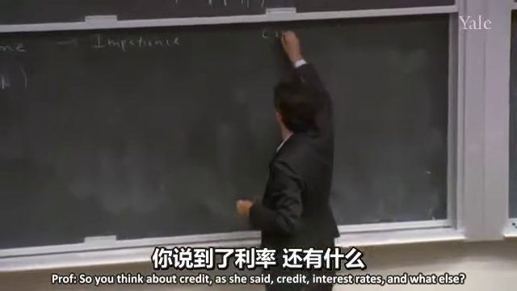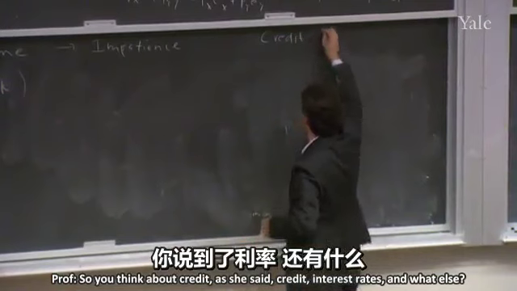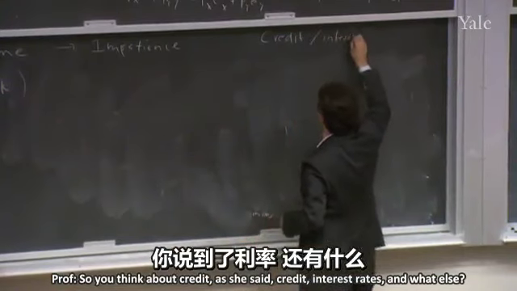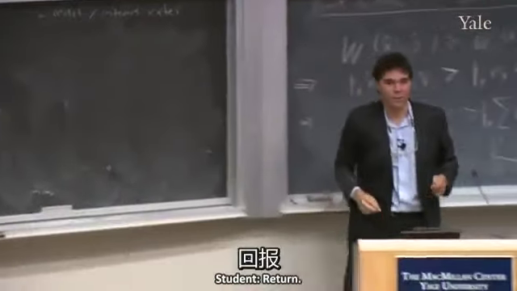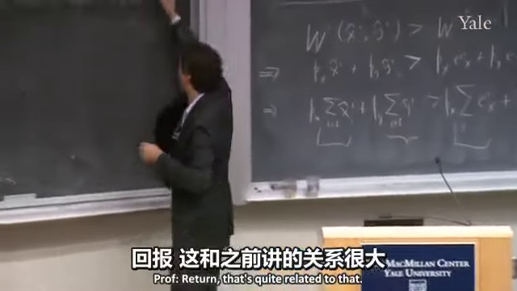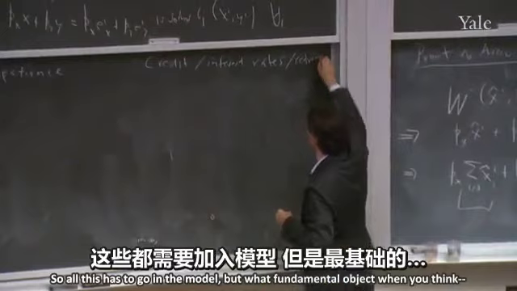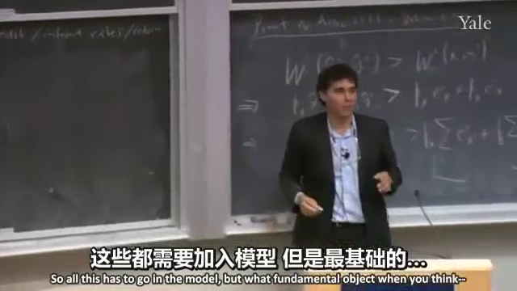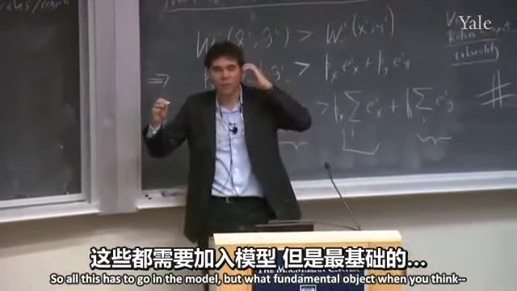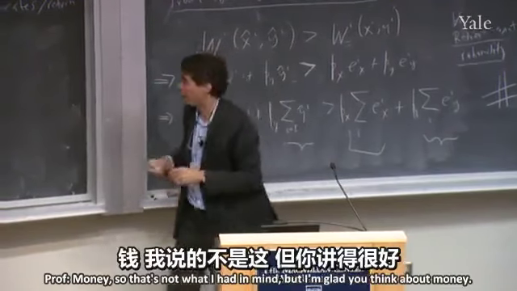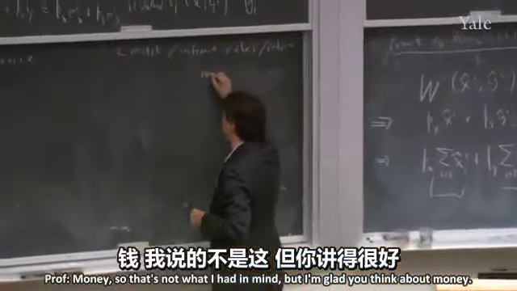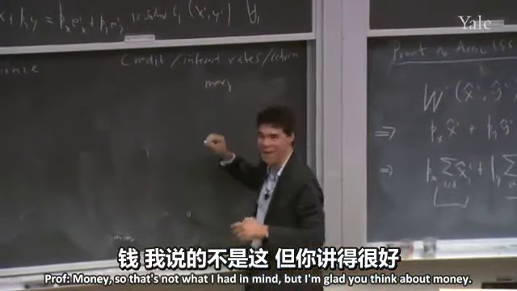Okay, so you think about credit, as she said. Credit, interest rates. Okay, and what else? Return, okay, that's quite related to that. So all this has to go in the model, but what fundamental object, when you think, the first thing you think about finance, what do you think of? Yes? Money. Okay, so that's not what I had in mind, but I'm glad you think about money.